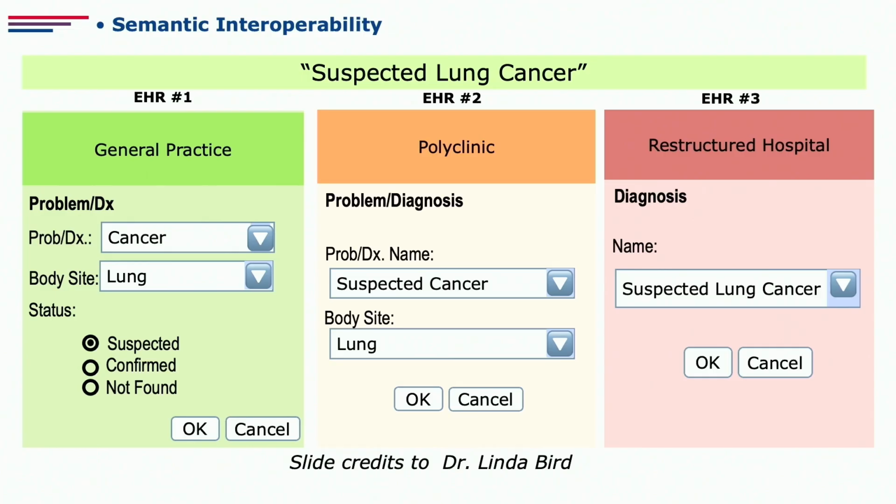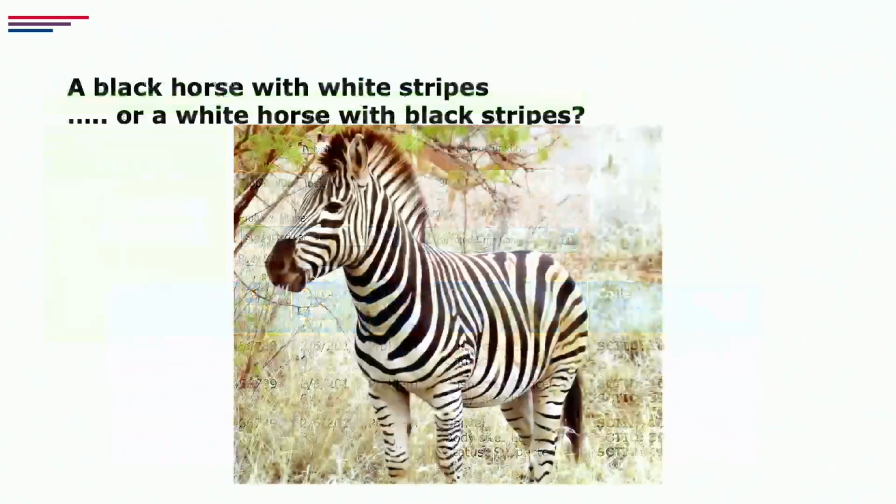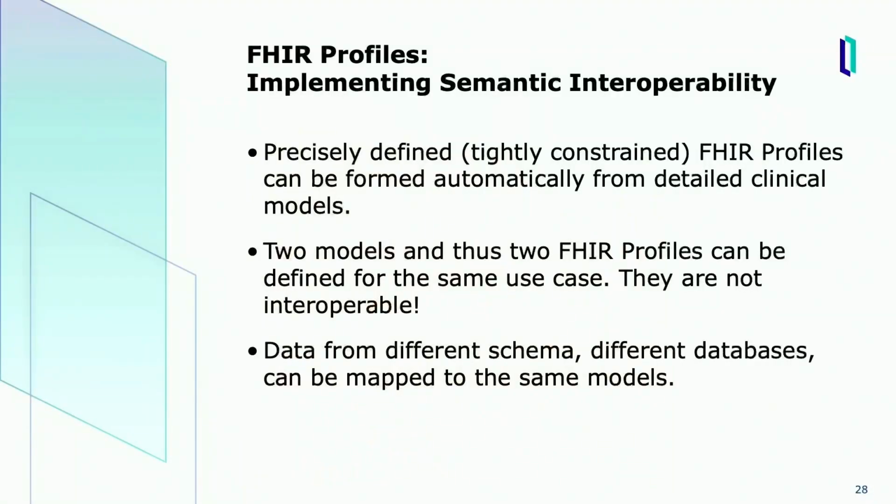The different systems used 6 different SNOMED codes in representing the data in their system. And of those 6 different codes for these 3 systems, only 2 of the SNOMED codes were the same across the different systems. So that's how hard semantic interoperability is. So we're back to the zebra. Is it a white horse with black stripes or a black horse with white stripes? And the challenge is that you can create a FHIR profile for either version of the zebra. You can create many FHIR profiles for the same use case, the same concept, but they're not the same.